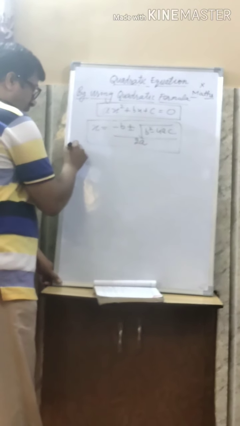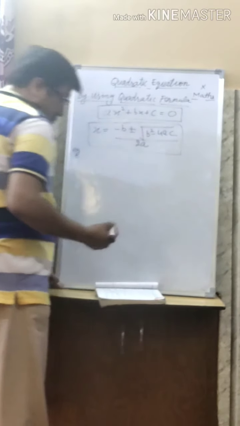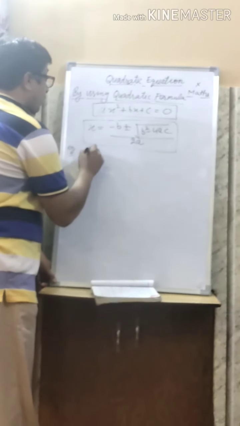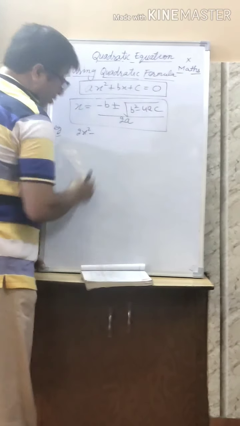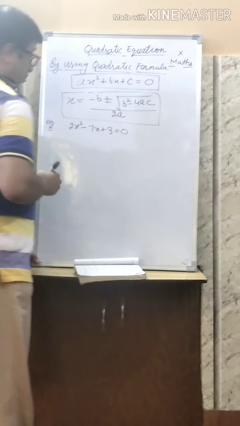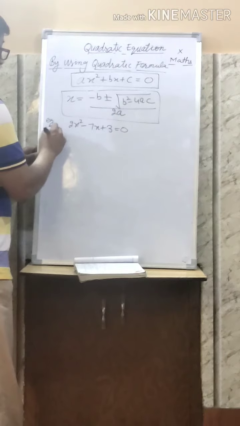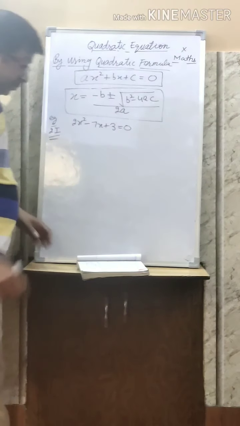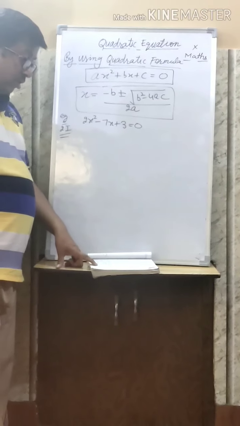So we are taking an example, any sum. For example, 2x square minus 7x plus 3 is equal to 0. You can say it is the second question, first part: find the roots of the quadratic equation given in question 1.